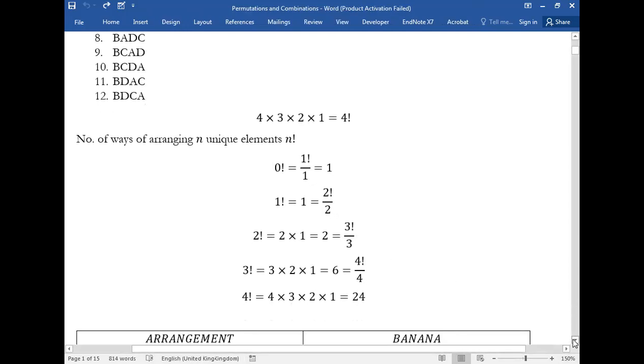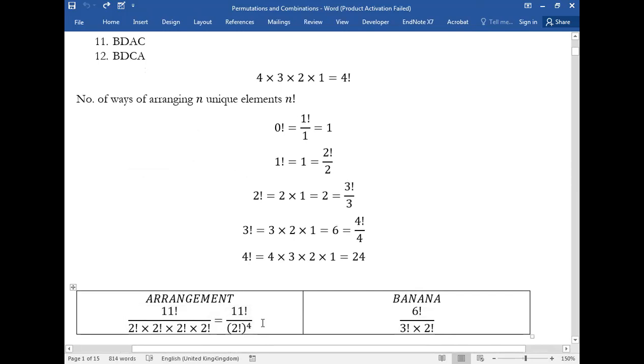Now I give you another task. Let's first understand one more repetition. What if there is a word arrangement and I ask you to arrange these? If there were 11 unique elements, what would you say? There are 11 letters, so 11 factorial.